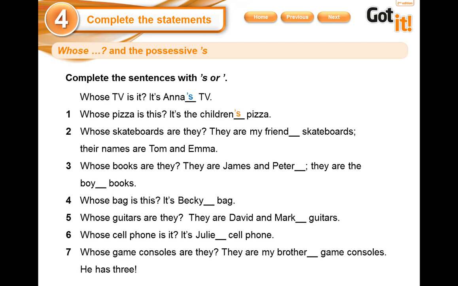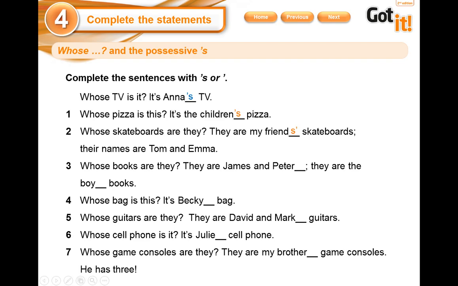Whose skateboards are they? They are my friend. Yes, Nate's. It's my friend's skateboard. No tengamos ahí cuidado, ¿no? They are my friend's skateboard. That's why here says are they. Una pregunta, ¿no? ¿De quiénes son? ¿De quiénes son estos skateboards? Estos skateboards son de mis amigos.